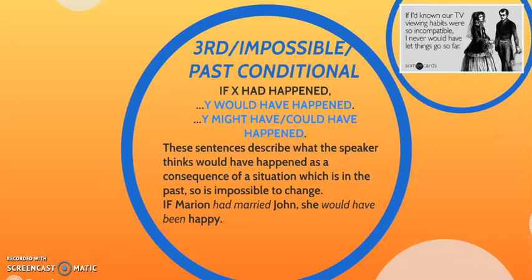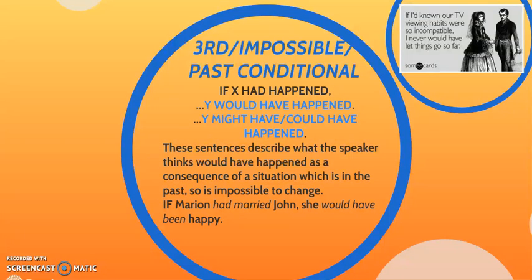We use past perfect in the if clause and would have, might have, could have in the main clause. These sentences describe what the speaker thinks would have happened as a consequence of a situation which is in the past, so it's impossible to change. In other words, we speak about how the situation in the past would have had different consequences given different conditions.